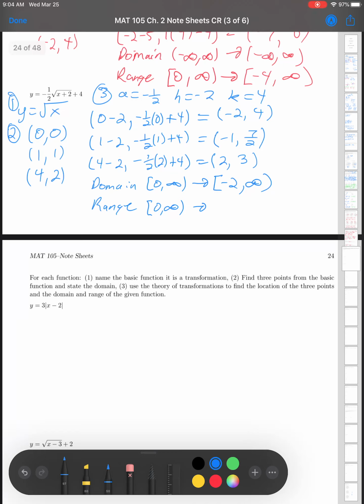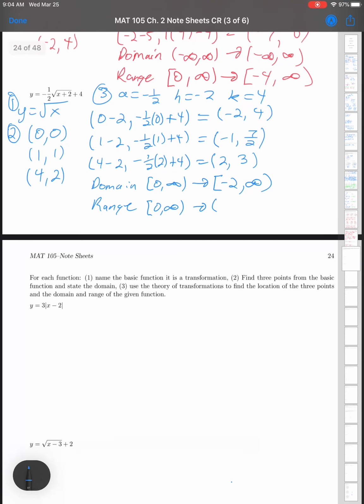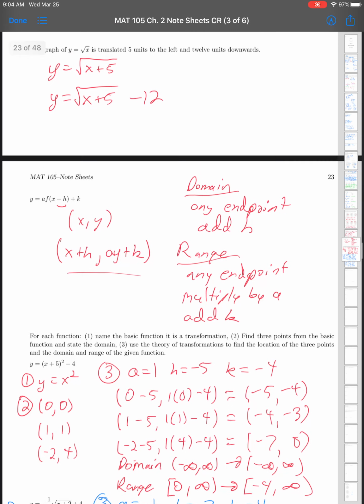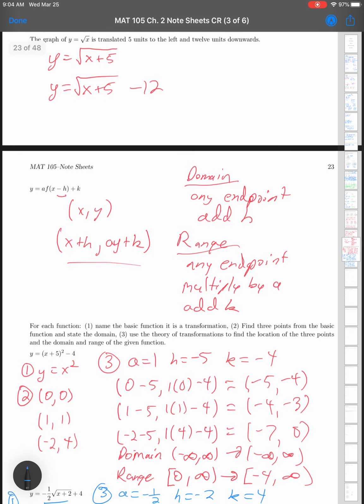Sorry, one thing I forgot to mention at the top is if you multiply by a negative, you have to flip the interval. So this would be -infinity to 4. So let's go ahead and add that back to the notes at the top.